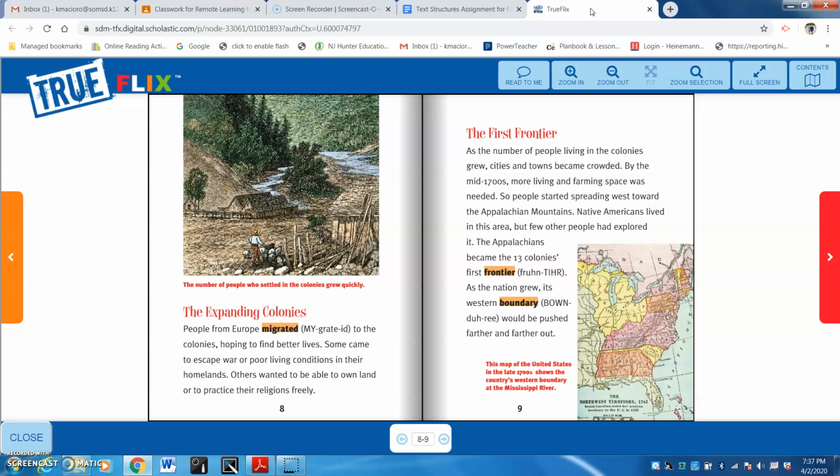Moving on. The first frontier. As the number of people living in the colonies grew, cities and towns became crowded. By the mid-1700s, more living and farming space was needed, so people started spreading west towards the Appalachian Mountains. Native Americans lived in this area, but few other people had explored it. The Appalachians became the 13 colonies' first frontier. As the nation grew, its western boundary would be pushed farther and farther out.